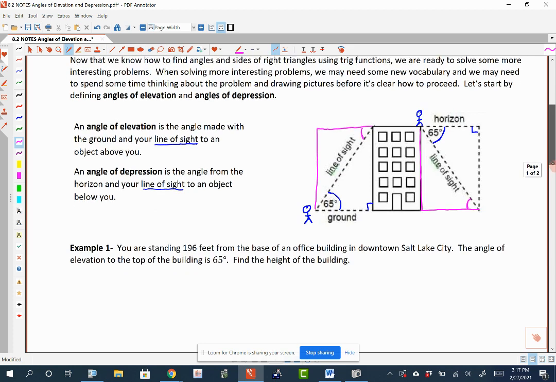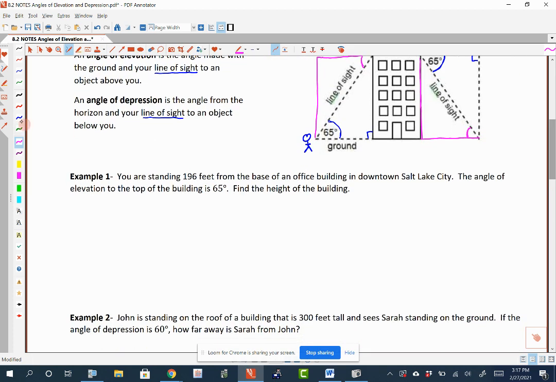So let's go ahead and look at example 1. It says that you are standing 196 feet from the base of an office building in downtown Salt Lake City. The angle of elevation, so there's our key word, to the top of the building is 65 degrees. Find the height of the building.